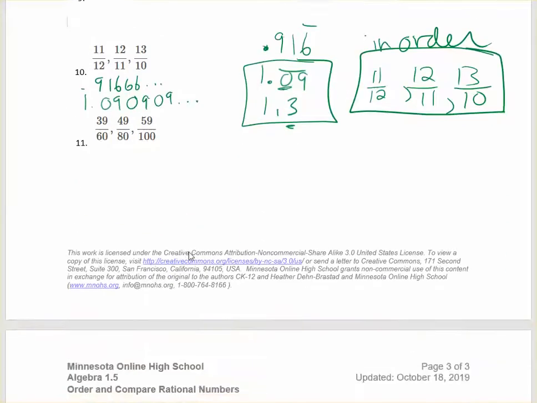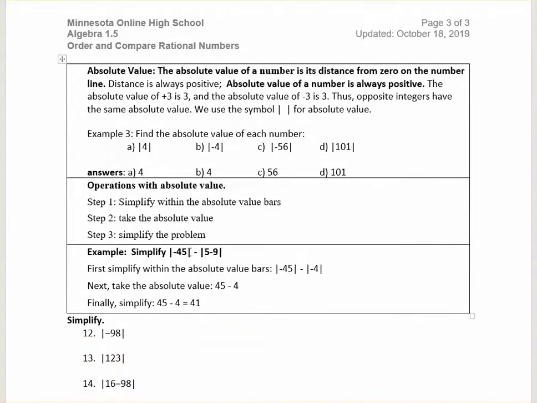Okay, so next we will look at absolute value. What is absolute value? Absolute value of a number is its distance from 0 on the number line. And next part is very important. When we talk about distance, it's always positive.